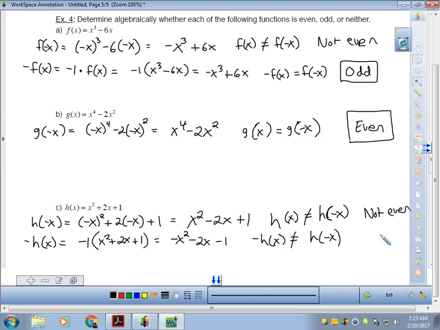So since those are not equal, that tells us it's not odd. So if it's not even and it's not odd, then our only choice is to say it is neither. So that's how you do even, odd, or neither algebraically.